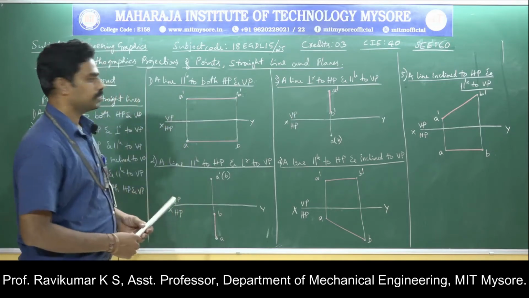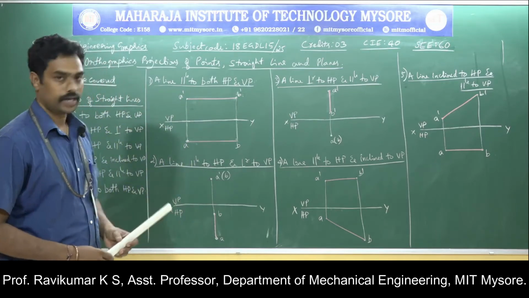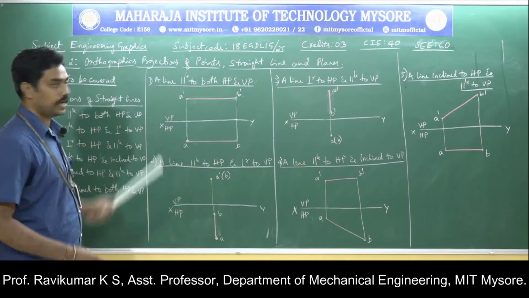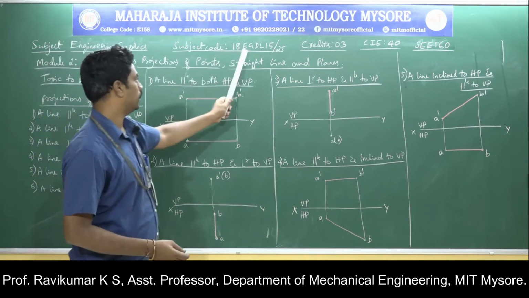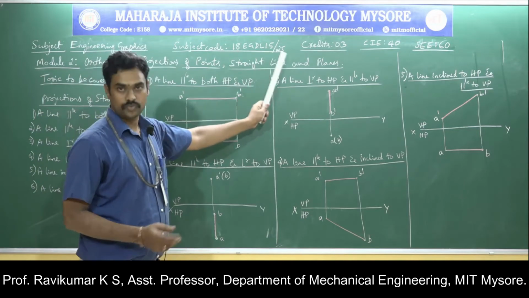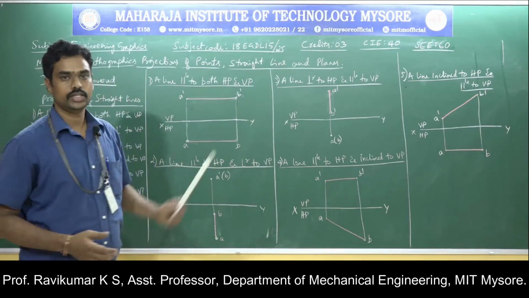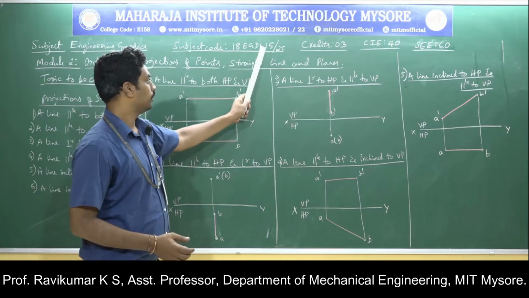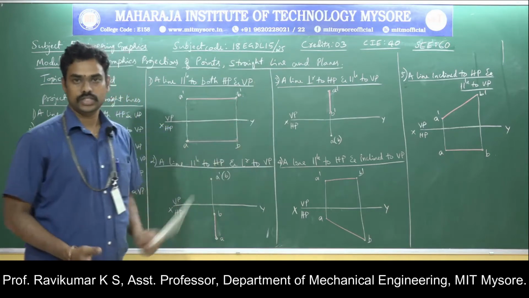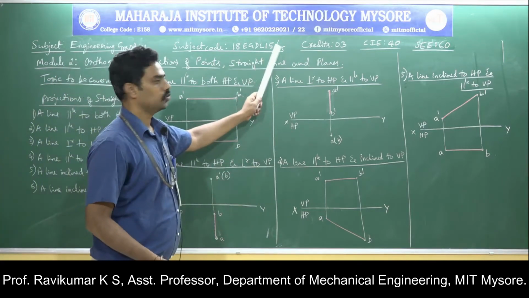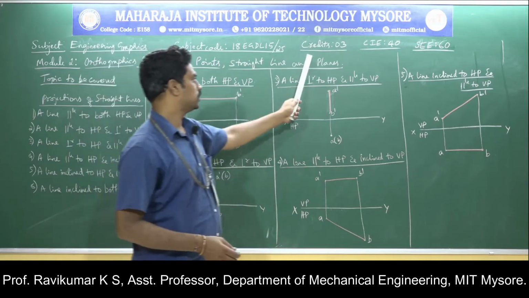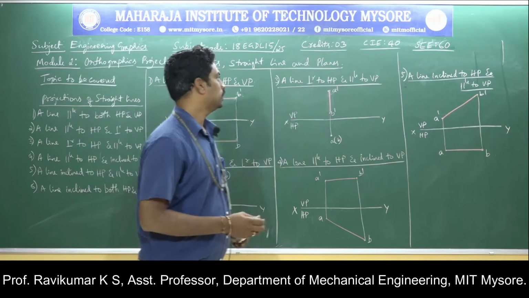In this semester I will be handling Engineering Graphics. The subject code is 18EGDL15/25. If you are studying this subject in the first semester, it will be 1.5. If you are studying it in the second semester, it will be 2.5. And the credits allotted for this subject is 3.